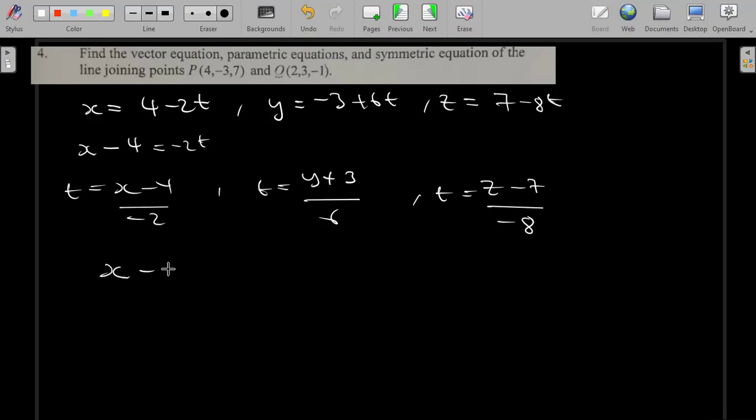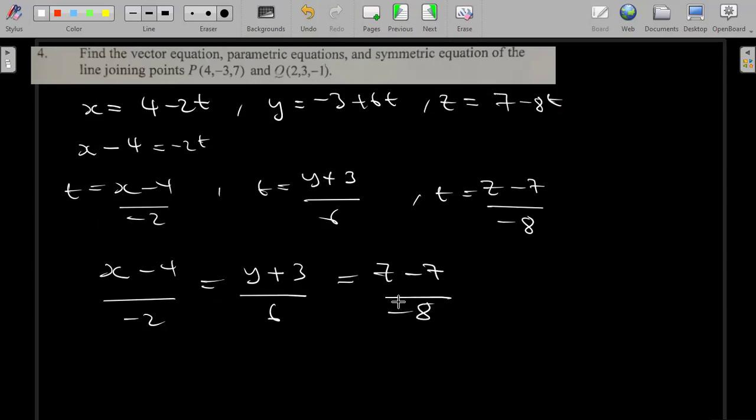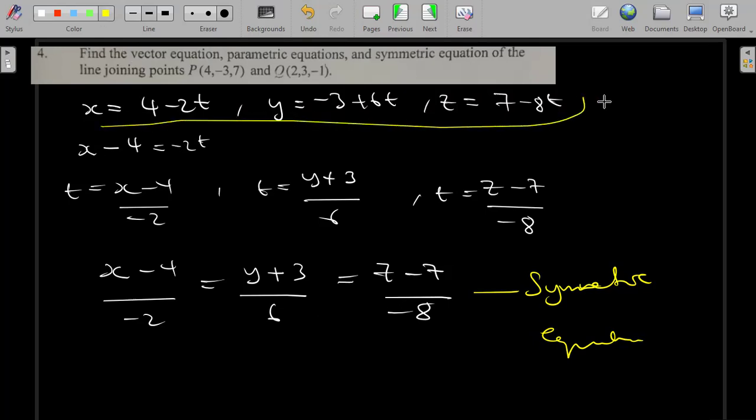I can write it as x minus 2 over -4 is equal to y plus 3 over 6, and this is equal to 7 minus z minus 7 divided by -8. So this here is what I call my symmetric equation. Then this one here on top is the parametric, and the one we wrote earlier was the vector equation. Okay, so let's look at the next one.